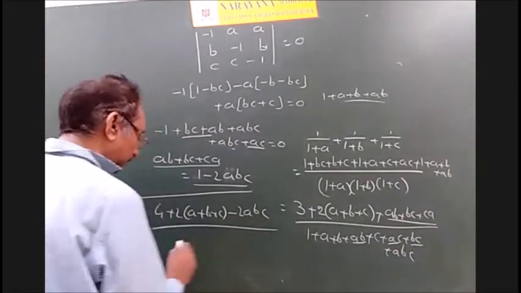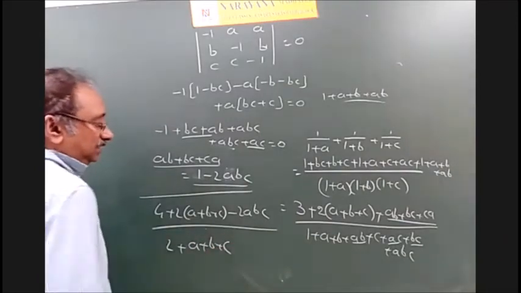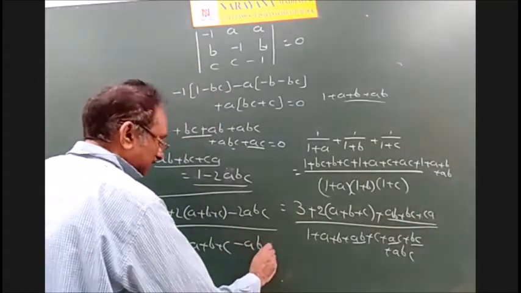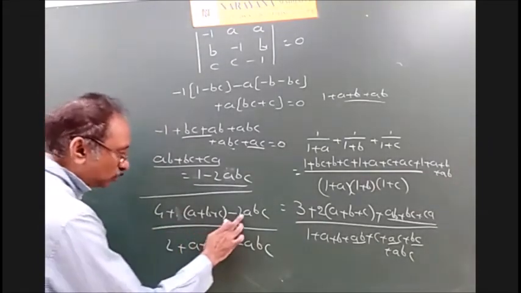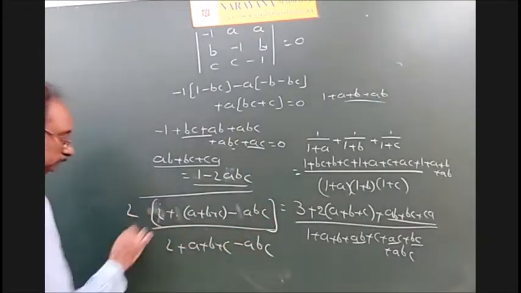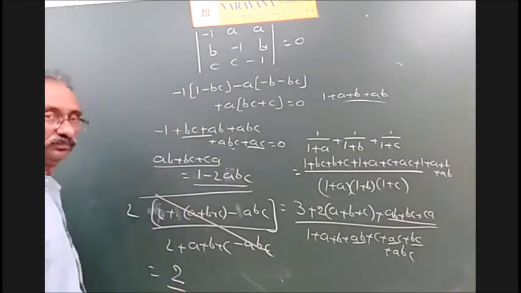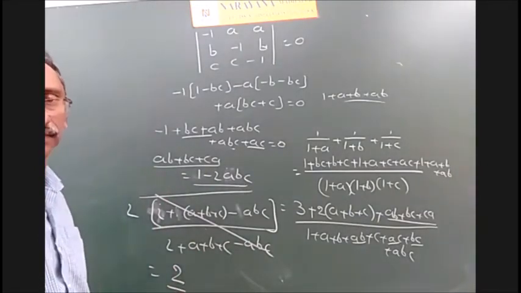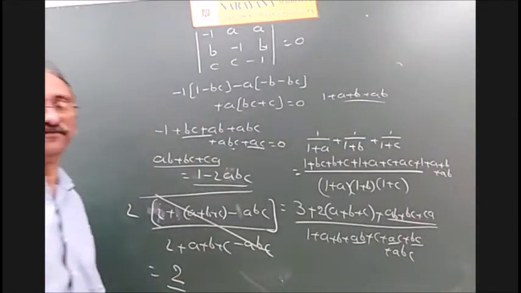So 1 plus 1, there is 2 plus A plus B plus C. And what is that? Minus 2ABC plus ABC minus ABC. And see, the problem is over. If you take 2 common here, and these 2 are same, these 2 are cancelled, the answer is 2. But this contains some labor. Okay? So that is the advantage of properties of determinants.